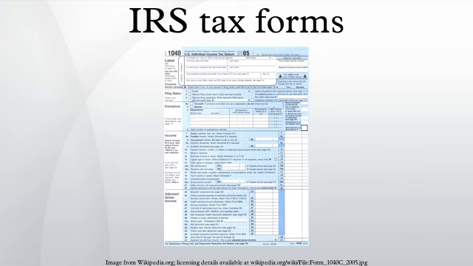Initially, the IRS mailed tax booklets to all households. As alternative delivery methods increased in popularity, the IRS sent fewer packets via mail. In 2009 this practice was discontinued.